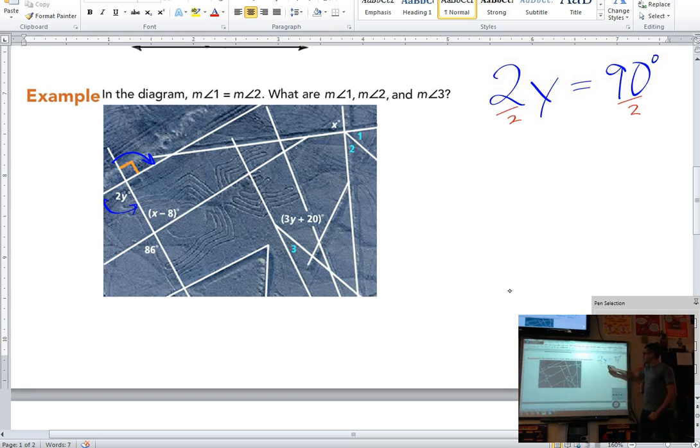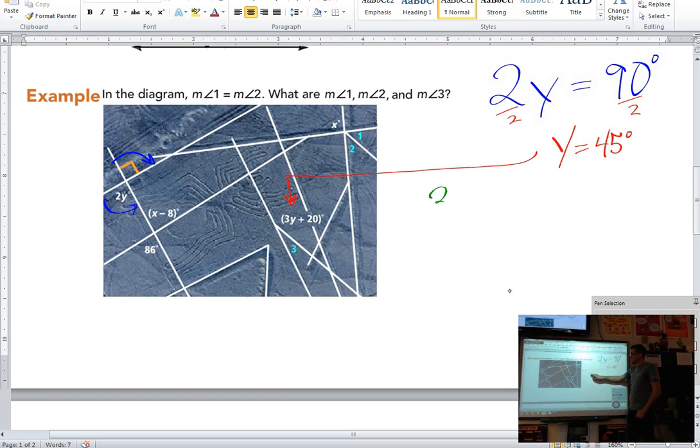Now, why do I care about knowing y? I hadn't even processed that. Okay. Well, Saul? Because there are other y's. There are other y's. So this y right in here uses the same y. So we need to figure that out.